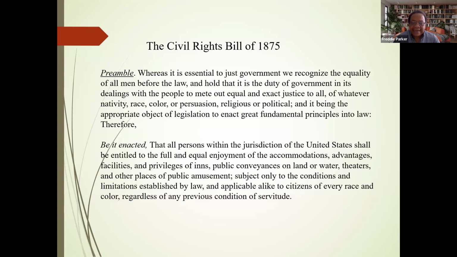"Therefore, be it enacted that all persons within the jurisdiction of the United States shall be entitled to the full and equal enjoyment of the accommodations, advantages, facilities, and privileges of inns, public conveyances on land or water, theaters, and other places of public amusement, subject only to the conditions and limitations established by law and applicable alike to citizens of every race and color, regardless of any previous condition of servitude." So in essence, Black folk can go anywhere they want to go in terms of public places. Or could they?